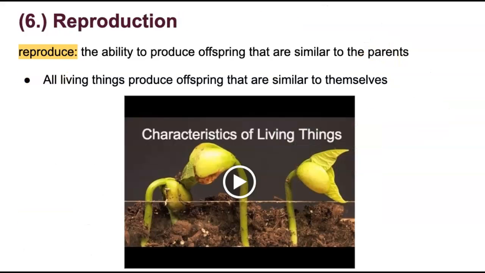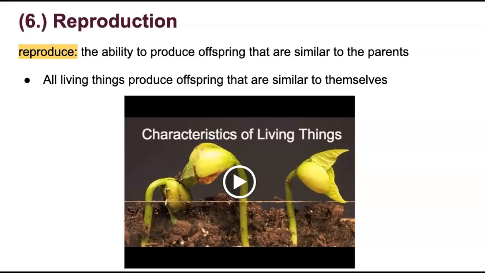Now for the last characteristic of living things. All living things are able to reproduce. That means that they're able to create offspring that are similar to the parents. A dog is always going to produce offspring that are dogs, and a bacteria is always going to produce offspring that are bacteria. This is a really important thing to understand. All offspring will look like their parents.